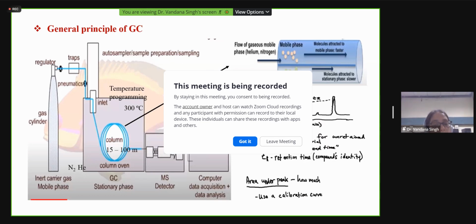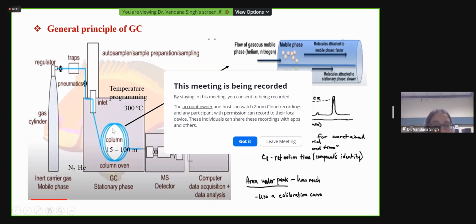If we want very high resolution, like separating trans fatty acids, we have to use up to 100 meters of column length. However, if we want a very crude separation, like only seeing the fatty acid profile of our lipid, we can use a smaller column length, like 15 to 20 meters.